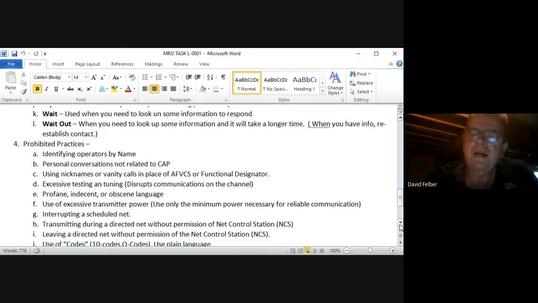You probably will remember this from ICUT prohibited practices. Do not identify operators by name. No personal conversations, no nicknames, no vanity calls in place of your functional designator or tactical designator. Excessive testing or tuning. Well, we don't have to tune up our radios fairly much anymore. Sometimes on HF, you might have to adjust an antenna tuner, keep it short.